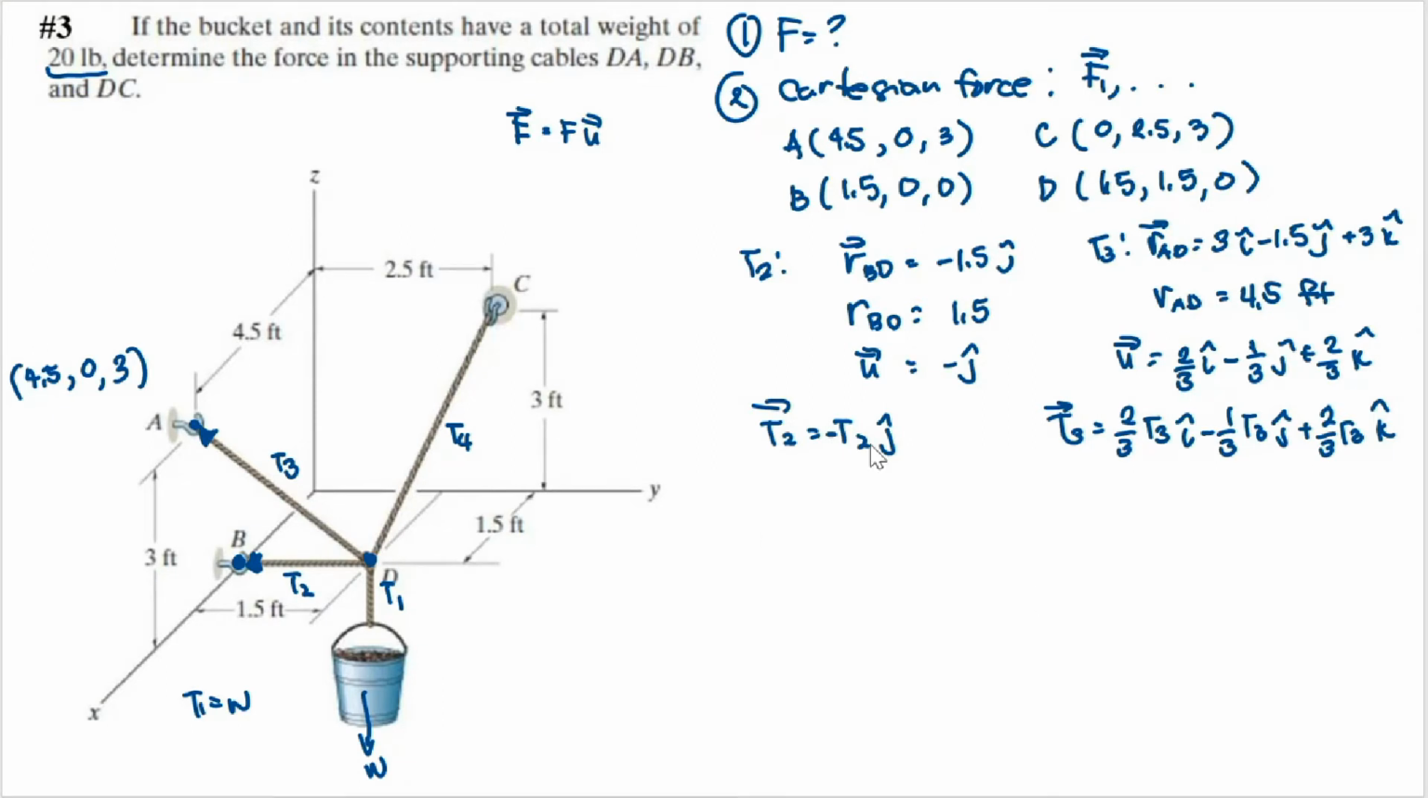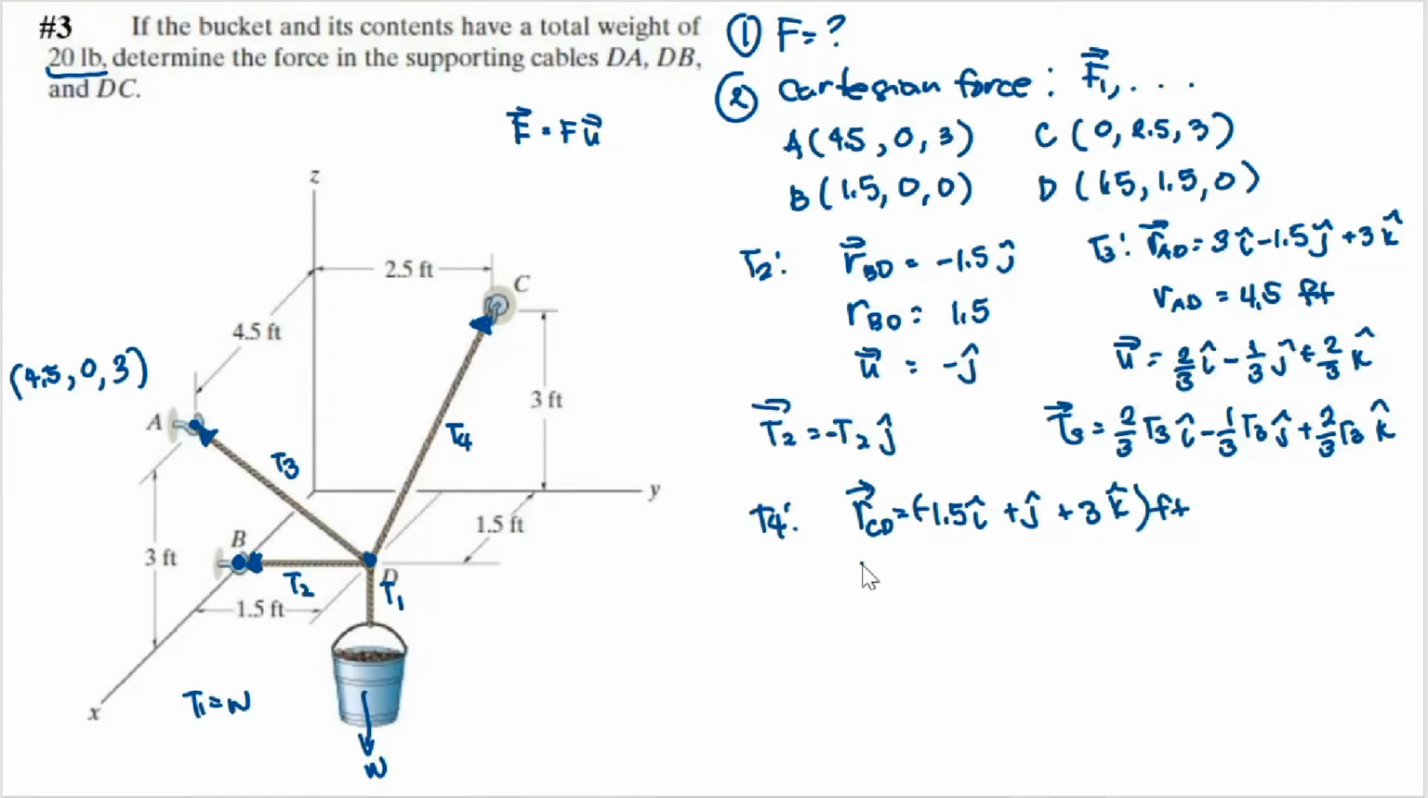Let's go to T4. For T4, this is T4. So, T4 is CD, and its arrowhead is going to C. So, C minus D. Okay, C, D. In that case, C minus D, 0 minus 1.5, so that is negative 1.5 i hat. 2.5 minus 1.5, so that is 1 j hat, positive j hat. 3 minus 0, so that is 3 k hat.